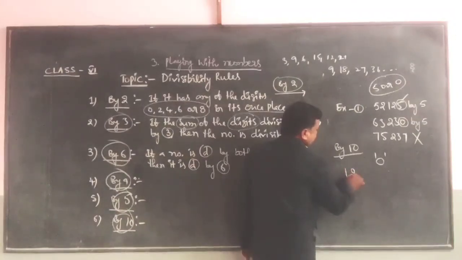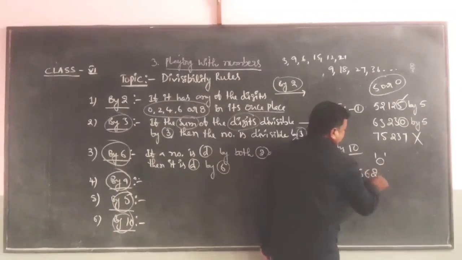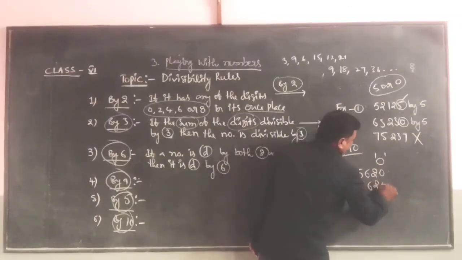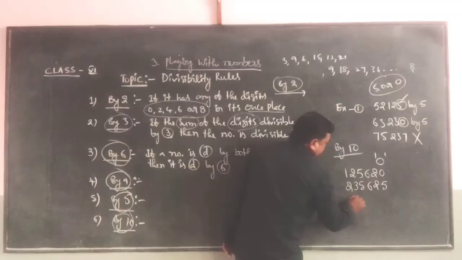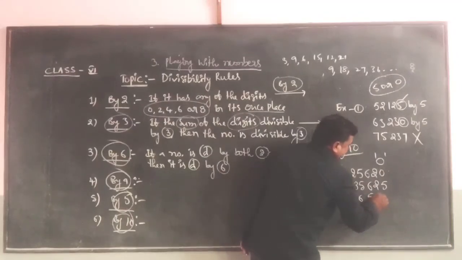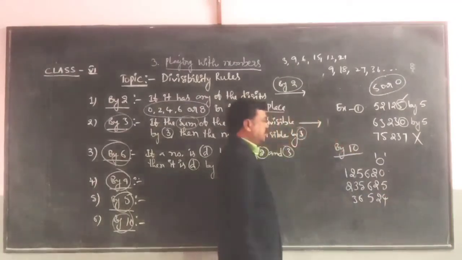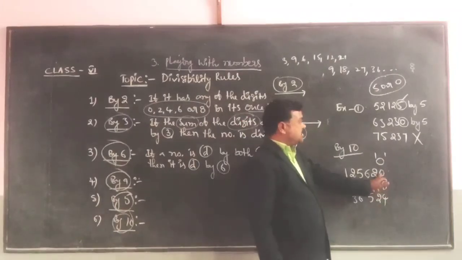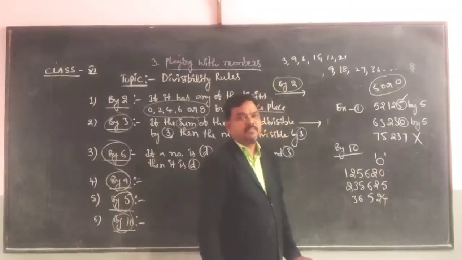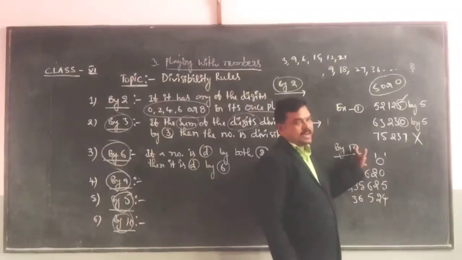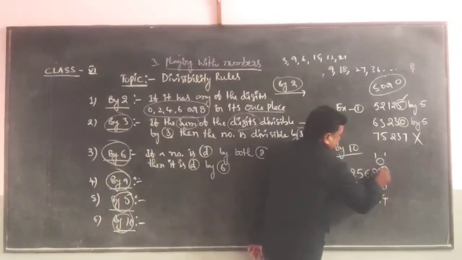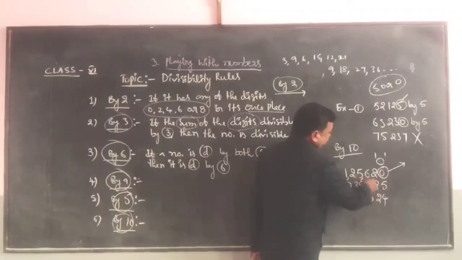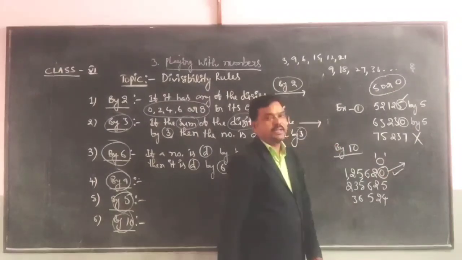See, 1,25,620, 2,35,625, 36,524. We just check the ones place. If 0 is at the ones place, the number is divisible by 10. In the first number, the last digit is 0. So 1,25,620 is divisible by 10.